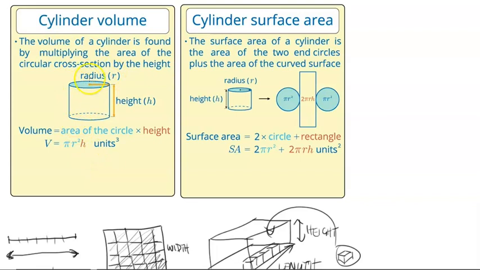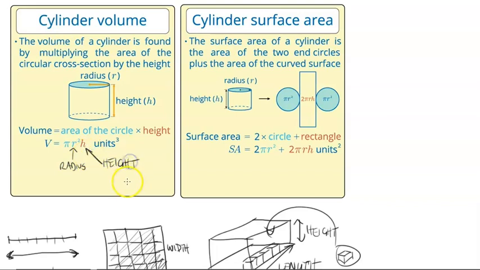We get the area of that circle, and then we just multiply it by the height. So the volume is just the area of the circle times the height, and we know the area of the circle, which is pi r squared, and we multiply that by the height. So volume, V, is equal to pi times r squared, where r is our radius, times h, which is the height.